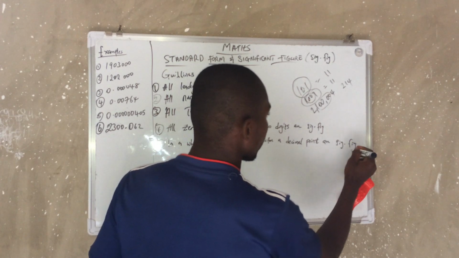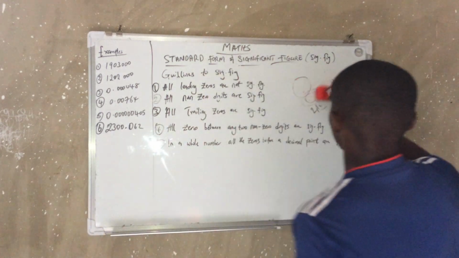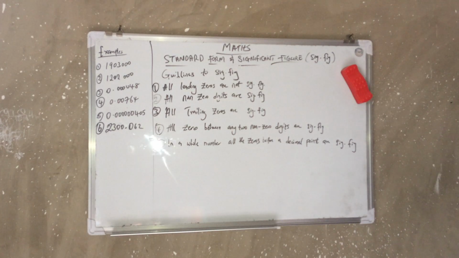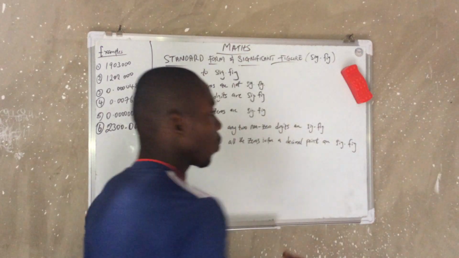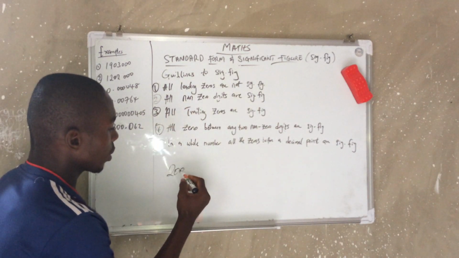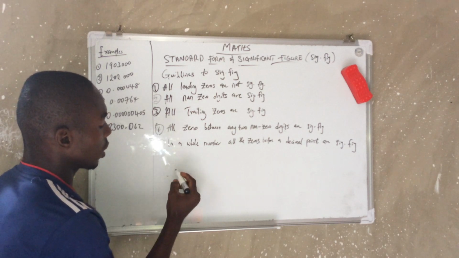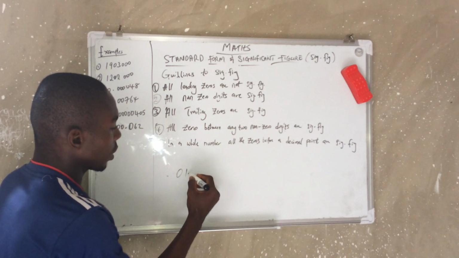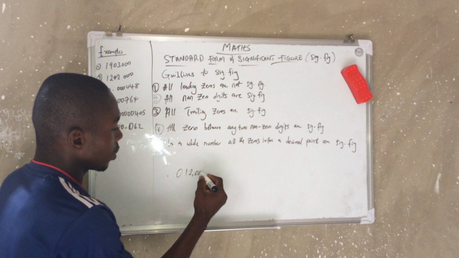Significant figure. So in a whole number, all the zeros before a decimal point are what? Significant figure. What does it actually mean? For example, let's say 2000. Okay, let's say we have something like 012000.